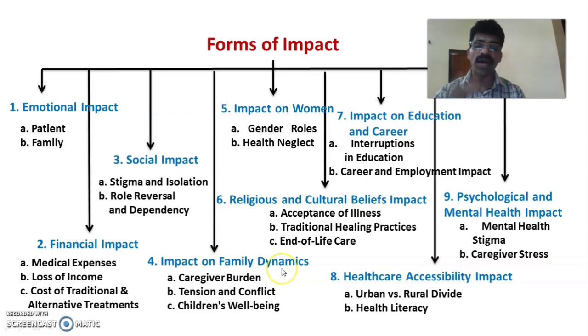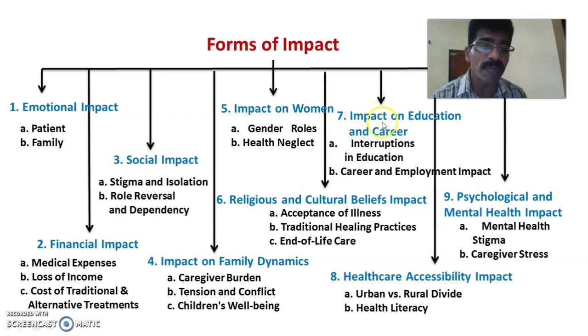Then the fourth one is impact on family dynamics. It includes caregiver burden, tension and conflict in the family, especially in the joint family, regarding decisions. Then the fifth one is children's well-being. Children's life and education are affected, and mental status is also affected when there is an illness in the family or in the siblings. Then impact on women in the family, that is gender roles and health neglect of women. Then the sixth one is religious and cultural beliefs impact, that is acceptance of illness as fate or karma, traditional healing practices, and they may not plan for end-of-life care with palliative care, which will increase the suffering.